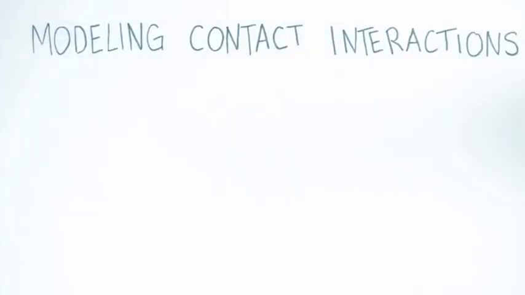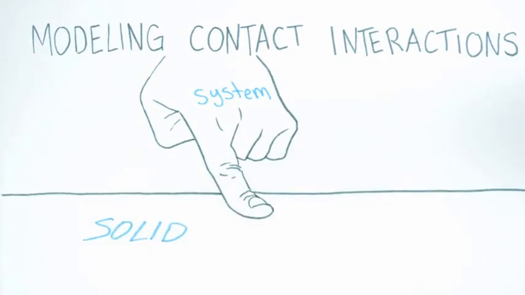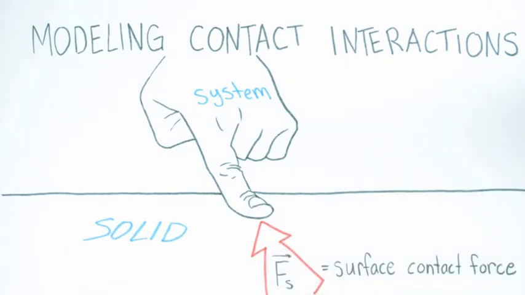Today we're continuing to expand our understanding of how to model interactions involving contact by considering the case where an object, which we'll consider as our system, is touching something solid in the surroundings. In general, as long as the surface of the solid remains in contact with our system, the solid exerts a force on our system. We'll call this force F sub s, the surface contact force.